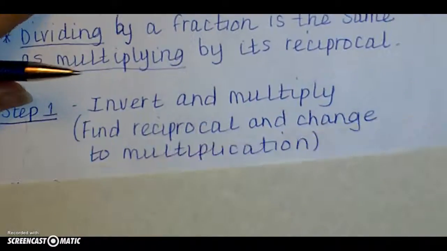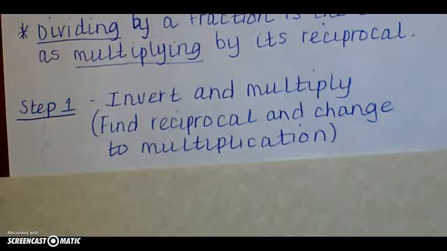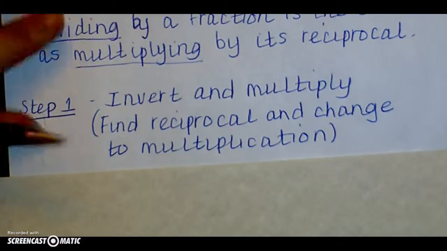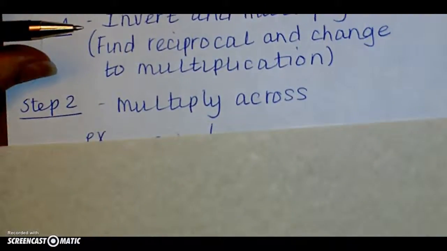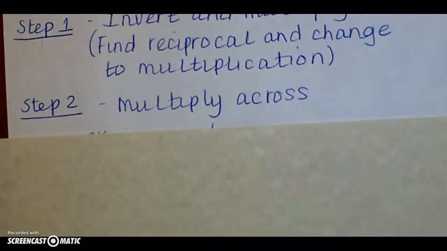Okay, so first, to do the math, we're going to take step 1. We will invert and multiply, which means we will find the reciprocal of the number given and change our operation to multiplication. And then next, we will simply multiply straight across.